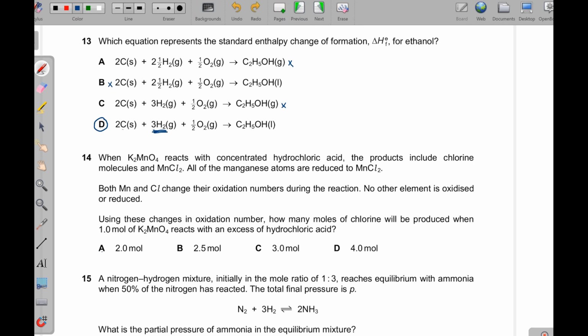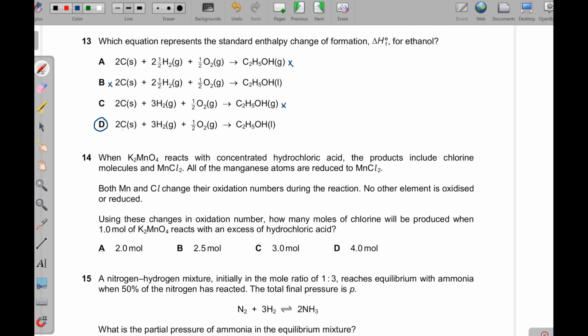So we need 3 moles of hydrogen here. Then a half of this oxygen, a half of the 2, to give you 1 here. Then 2 carbons, 2 carbons. So that is the balanced one. We are forming 1 mole of a compound in its standard state from its elements. The elements, we can have as many moles as we want, but are they in their standard states? That is the question.